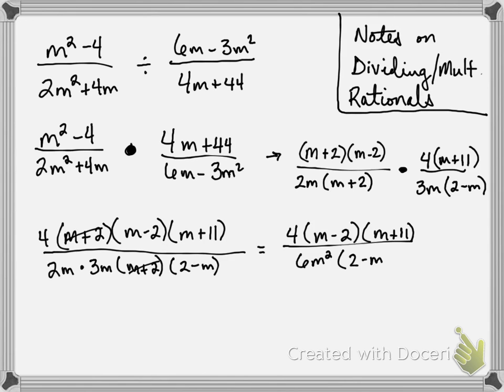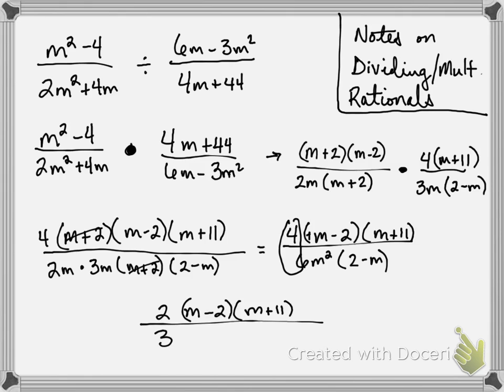Now, a common mistake that people are going to make is they're going to try to cancel out m minus 2 and 2 minus m. But you cannot do that. Those are not the exact same. One has a positive m, one has a negative m, one has a negative 2, one has a positive 2. But what do I notice? I can simplify 4 over 6. If you divide both of those by 2, that gives us 2 over 3. And then it's the same stuff on the top: m minus 2, m plus 11, over m squared and 2 minus m. And we can leave that as our answer.